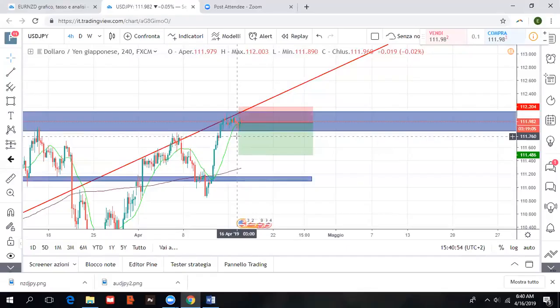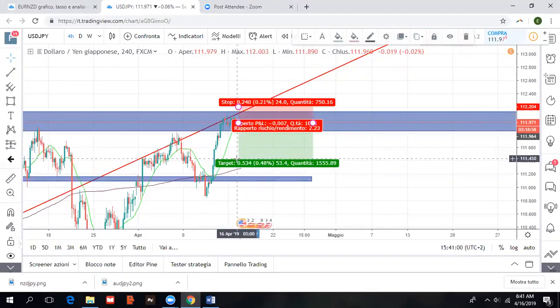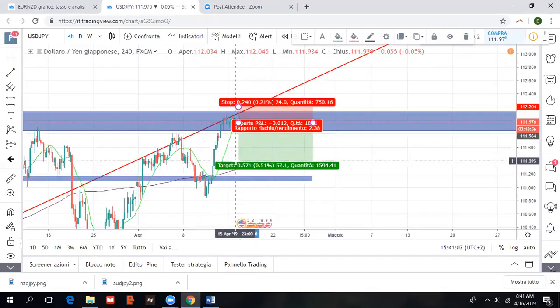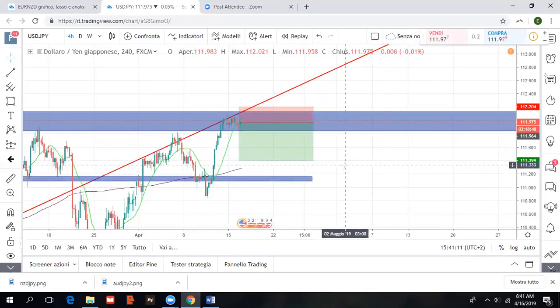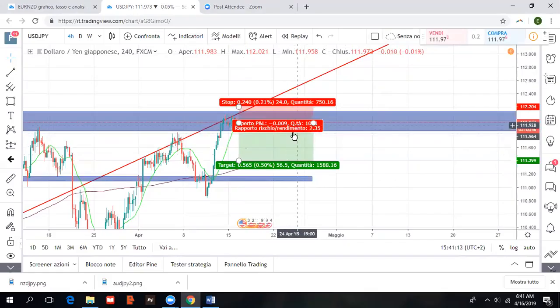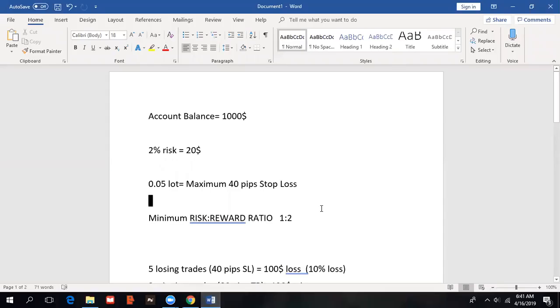If we have a risk-reward ratio of 1 to 3, we can put 60 pips. So for example, to 111.40. So in this case, our risk-reward ratio will be 1 to 3. And it is crucial in the Forex market to use a good ratio because it leads you to be successful, and I will explain why right now.